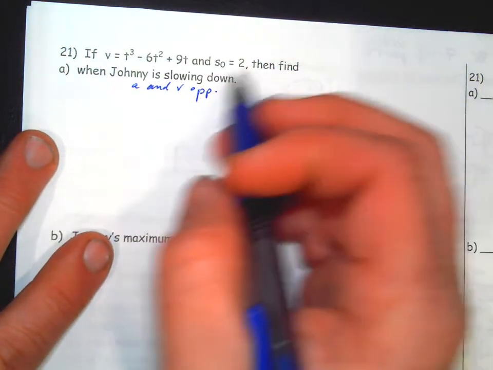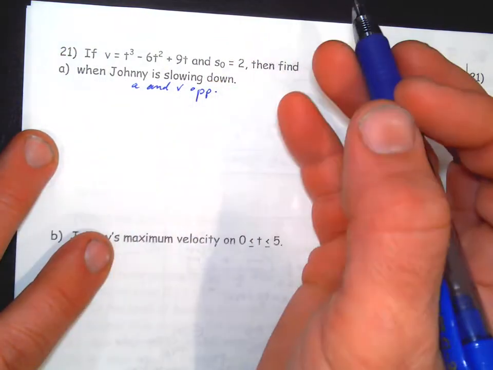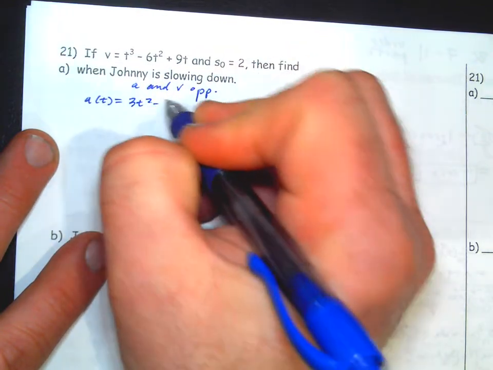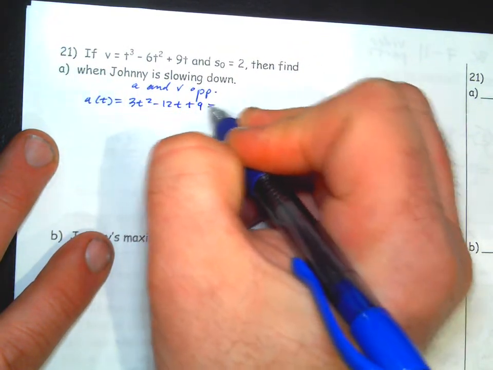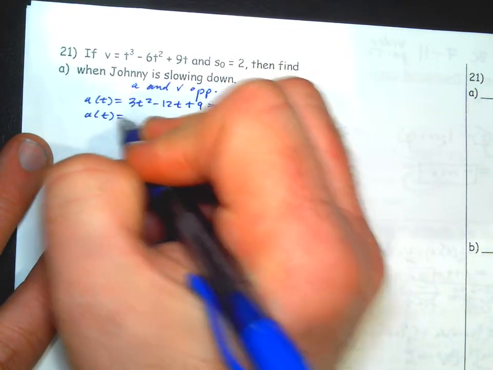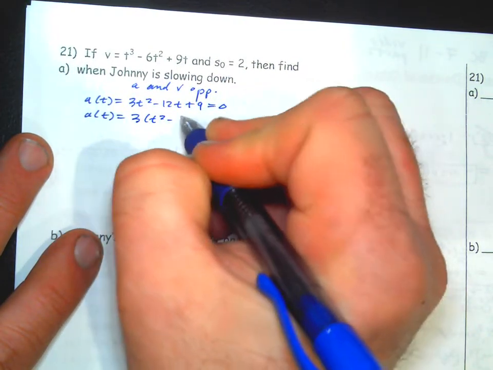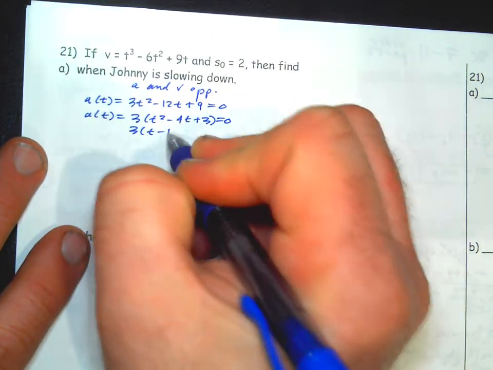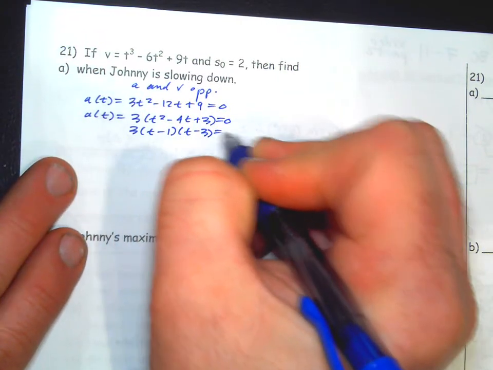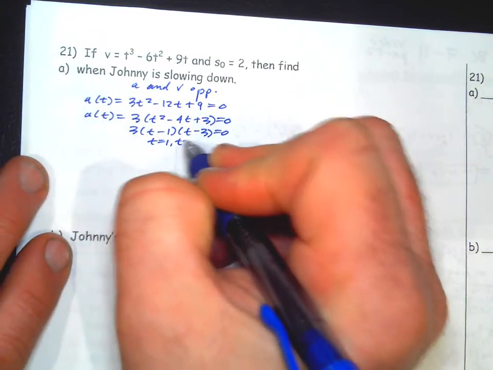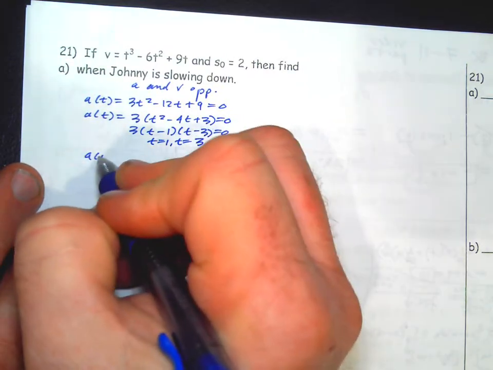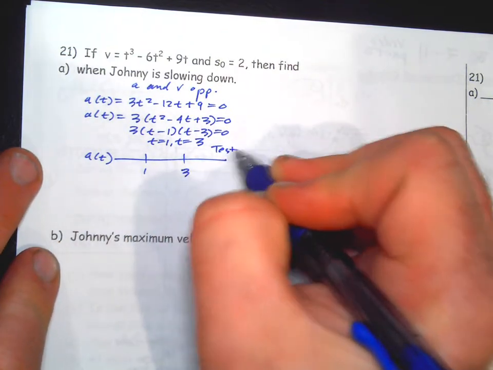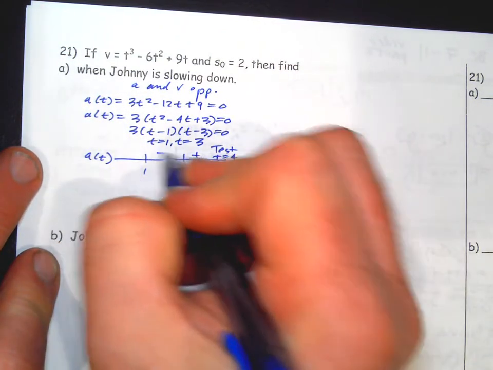Now, we could find acceleration. Acceleration is 3t squared minus 12t plus 9. So set it equal to 0 to find its zeros. Factor a 3 out, t squared minus 4t plus 3. Keep going. t minus 1, t minus 3. So t equals 1 and t equals 3. So for the line check for this, make sure you label your line checks. 1, 3, test a value, t equals 4: positive, negative, positive.